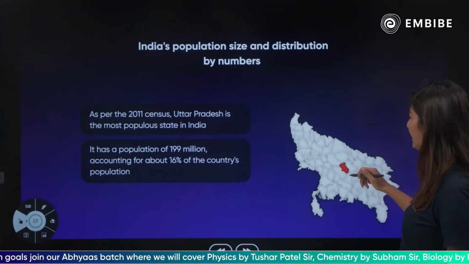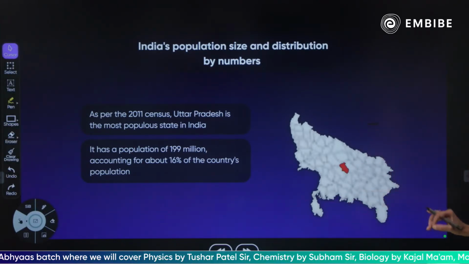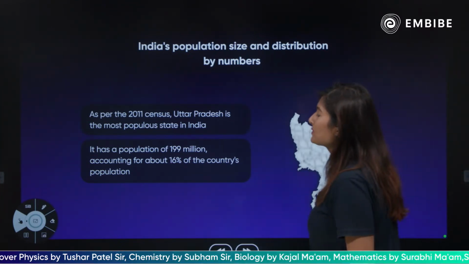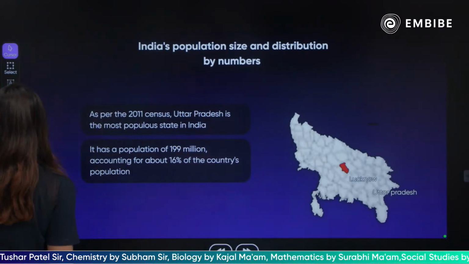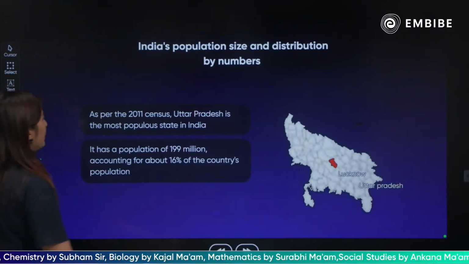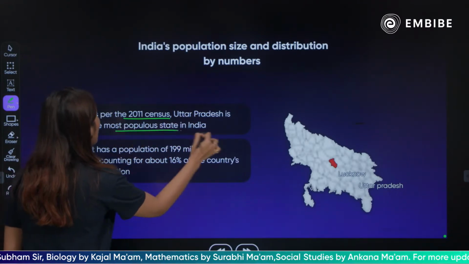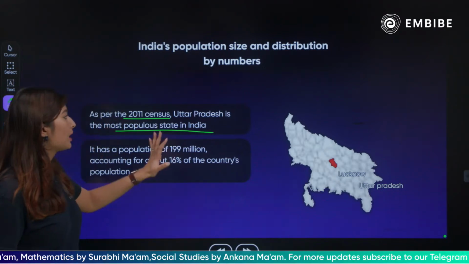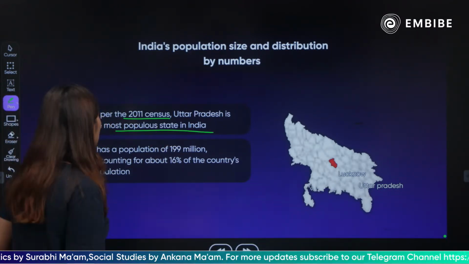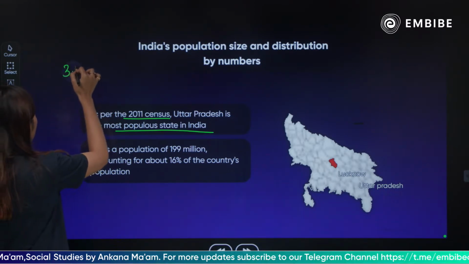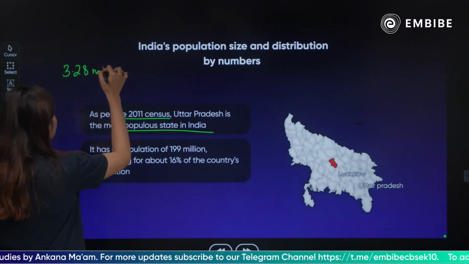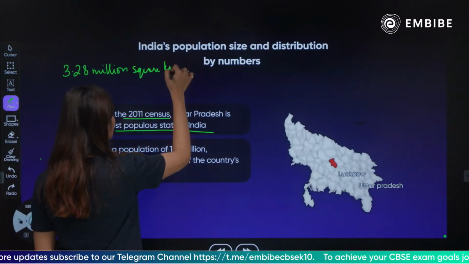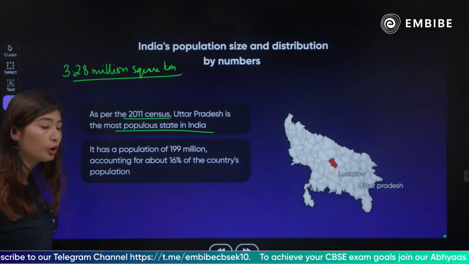Now if you go into the details, if we look at the numbers, India's population size and distribution. So what we will observe is that as per 2011 data, UP is the most populous state in India, even in today's date, by the way. India is a huge land, right? We have 3.28 million square kilometers. You understand, that's a whole lot of area.